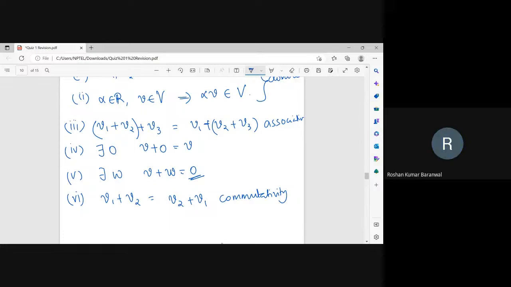Ma'am, can you please explain? If V1 plus V2 you take as some V4, then V1 plus V4 will be equal to V4 plus V1 by commutativity, no, madam? So V1 plus V2 can be either V1 plus V2 or V2 plus V1. So in commutativity the order is also changed, and in associativity it is satisfying the condition.